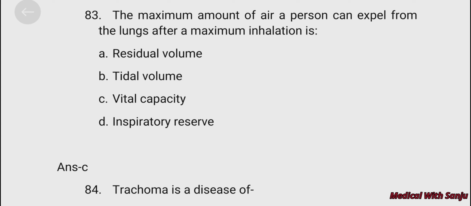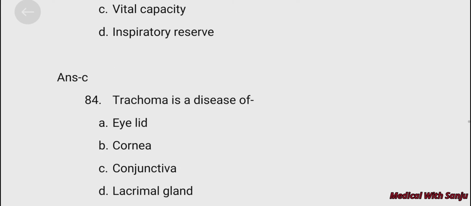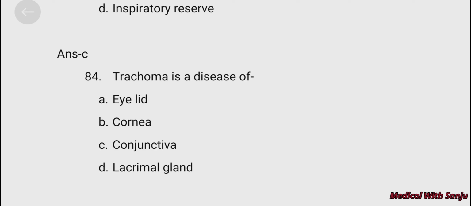Vital capacity means the maximum amount of air a person can expel from lungs after maximum inhalation. Question number 84. Trachoma is a disease of option A, eyelid. Option B, cornea. Option C, conjunctiva. And option D, lacrimal gland.